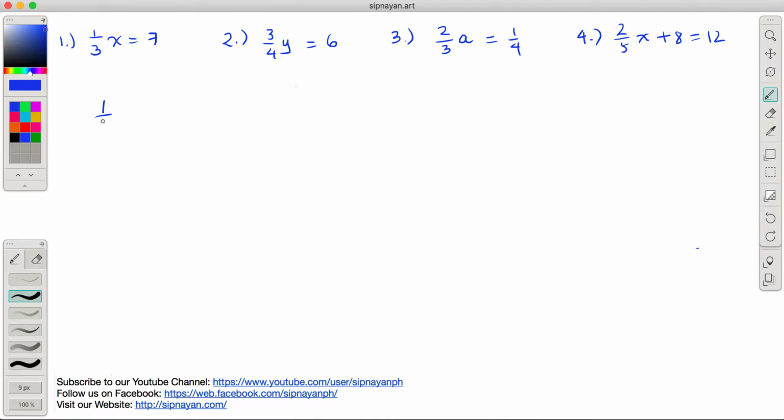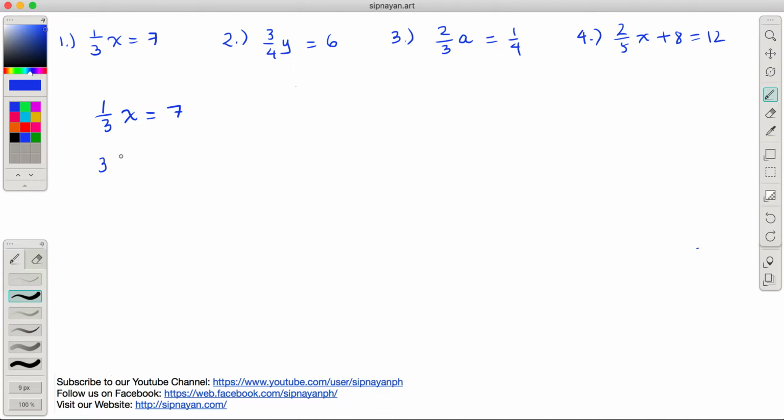So 1/3 x equals 7. Paano natin ito tatanggalin yung 1/3? Para na lang siya maging 1. Pag nag-divide tayo, 1/3 means 1 divided by 3, diba? So, paano natin natanggal yung division? Minumultiply natin, diba? By what? By the denominator. Para 1 na lang yung matira.